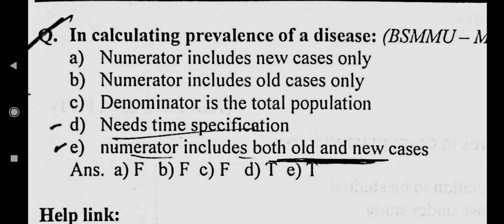In calculating prevalence of a disease, true answer: needs time specification, numerator includes both old and new cases. False answer: numerator includes new cases only, numerator includes old cases only, denominator is the total population.